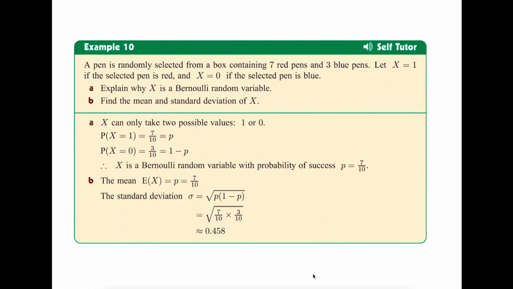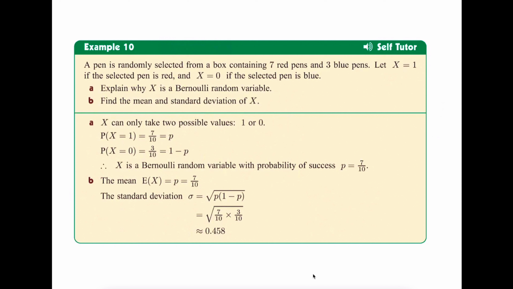So, a really quick example from the textbook, a contrived type of thing. A pen is randomly selected from a box. 7 reds and 3 blues were in there. Let X equal 1, so the success is red, the failure is blue. Firstly, explain why it is a Bernoulli random variable.